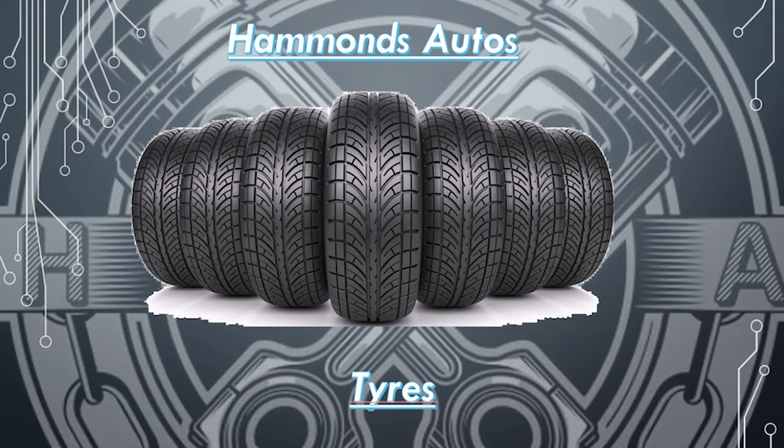So today I'm going to be talking to you about tyres, as you can probably tell by the title of the video as well as the first slide. So the two main tyres that we do have on today's vehicles are cross-ply and radial.